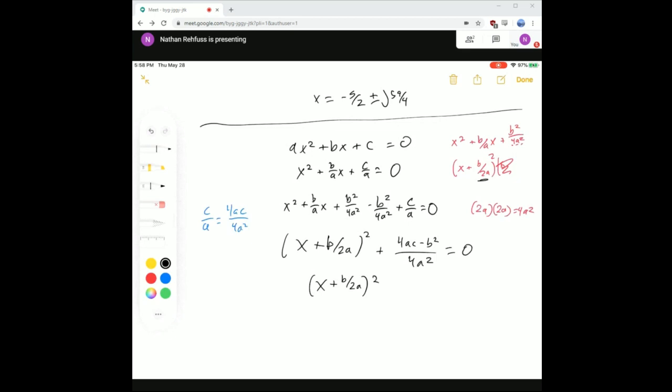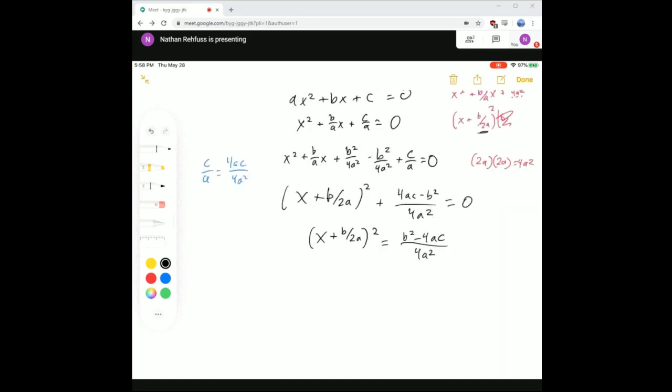B squared minus 4ac. Geez, where have I heard that expression before? B squared minus 4ac. I swear that is something. Now we'll take the square root property. Oh, plus or minus the square root of b squared minus 4ac over 4a squared. Whoops, 4ac.